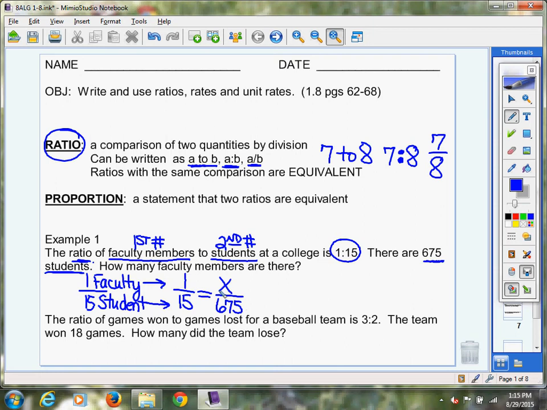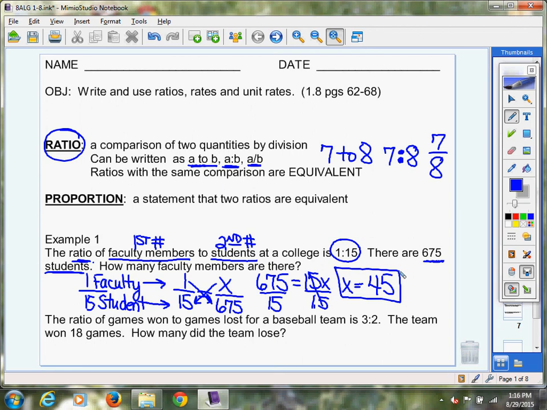So this is what they're asking us to find. How many faculty members are there? If you have a student body of 675 students and you're maintaining this ratio of 1 to 15, then how many teachers are you going to have? So we're going to set up this proportion and we're going to cross multiply. 1 times 675 is 675, and that equals x times 15, which is 15x. It's a one-step equation from here. Just divide each side by 15, and you can use your calculators to speed that up. 675 divided by 15, and we get exactly 45. And there you go. So there should be 45 faculty members if there's a student body of 675.